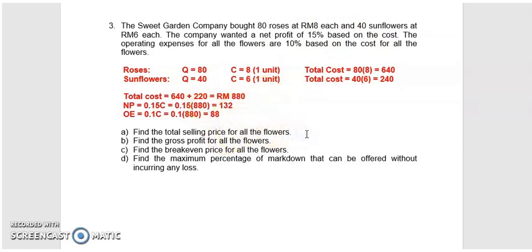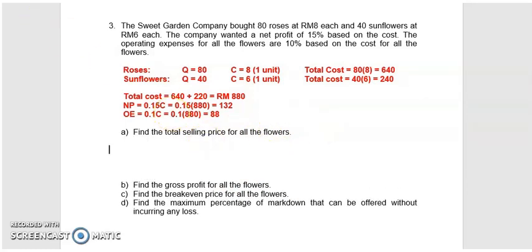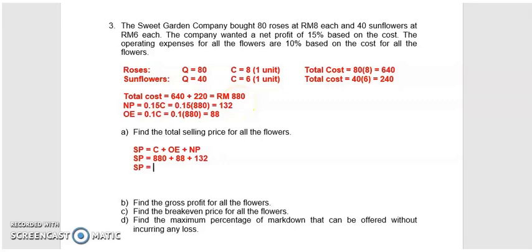Okay. Look at question A. Find the total selling price for all the flowers. Okay, all the flowers. So we know that selling price equal to cost plus OE plus NP. So since we want to find total for all, so just take this value, total cost 880 plus total operating expenses here 88 ringgit and total net profit is 132. So here total selling price will be RM 1100.